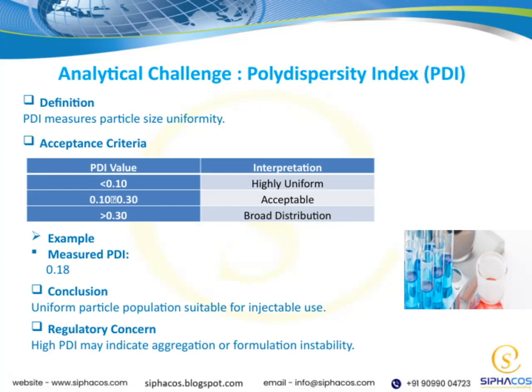Let's talk about the polydispersity index, or PDI, which tells us how uniform our particle sizes are. Here, we have an example with a measured PDI of 0.18. That falls within the acceptable range, meaning our particles are fairly uniform, ideal for injectable use. A high PDI, though, could signal problems like aggregation or instability in the formulation. So keeping the PDI low is key for quality and regulatory approval.